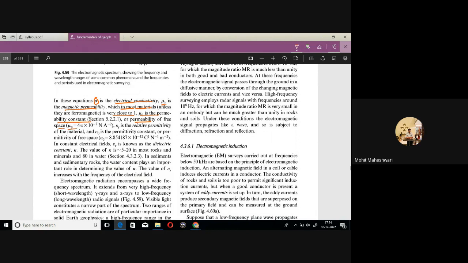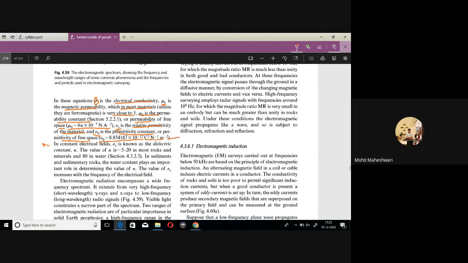So the value of mu 0 you have to keep in mind: 4 pi into 10 to the power minus 7 Newton per ampere square. Epsilon r is the relative permittivity of the material. Epsilon 0 is the permittivity constant, or permittivity of free space. And you must remember the value of epsilon 0, the permittivity of free space: 8.85 times 10 to the power minus 12 coulomb square per Newton meter square.